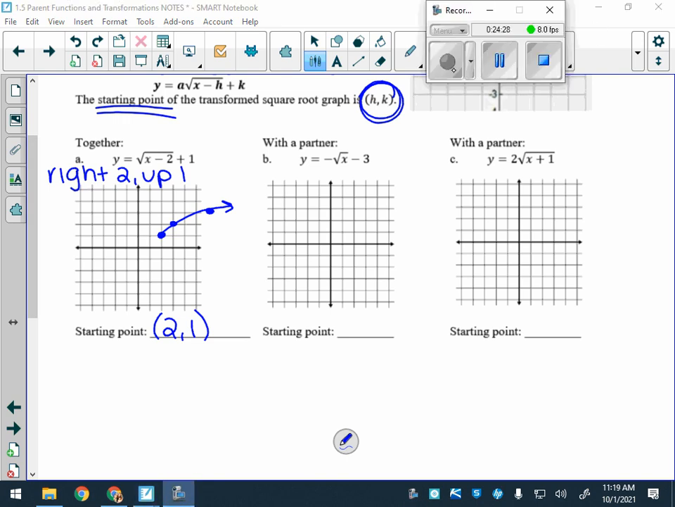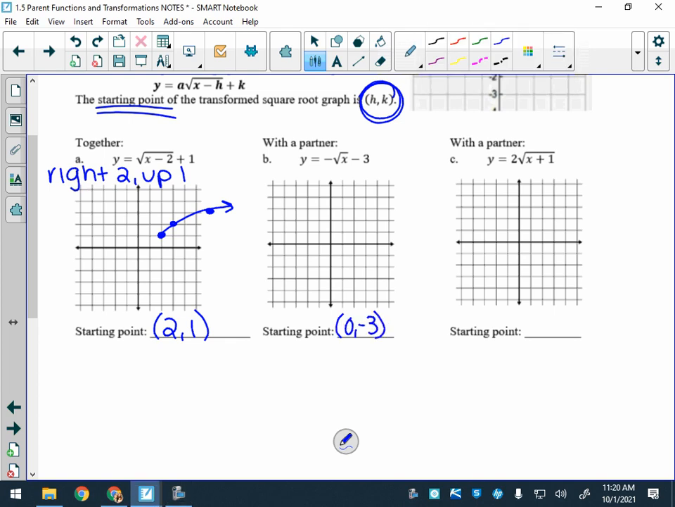All right, for B, what is our starting point? Yeah, Andrew. Awesome. 0, -3. So what transformations are happening? Down 3. Good. And what else? Yeah, Campbell. Reflection.